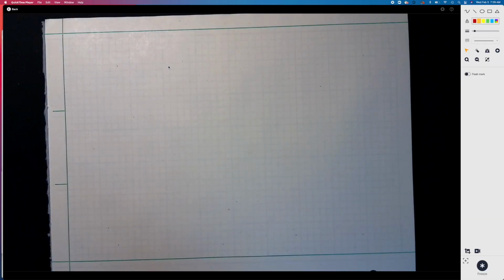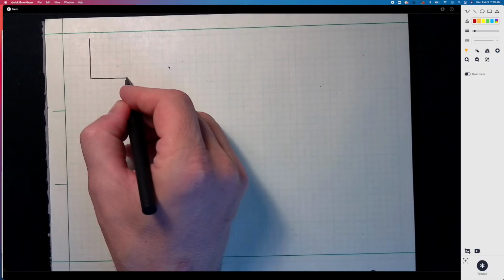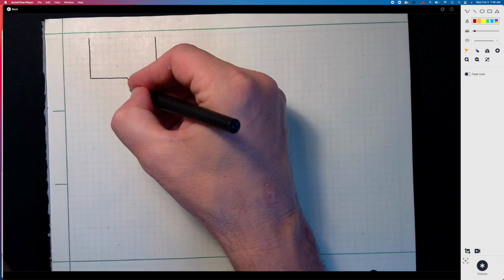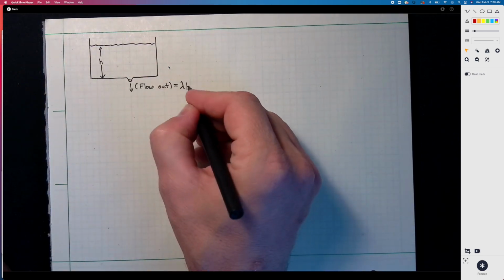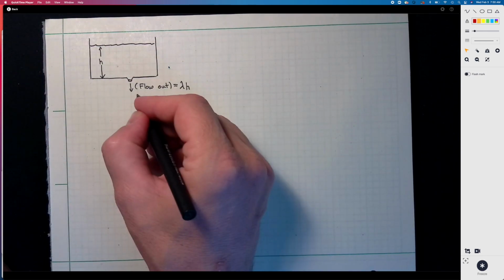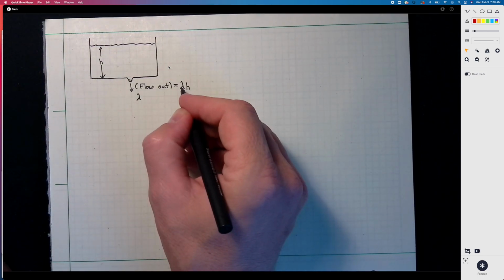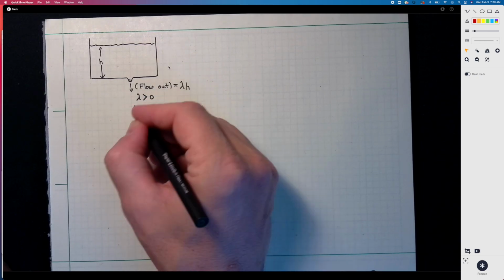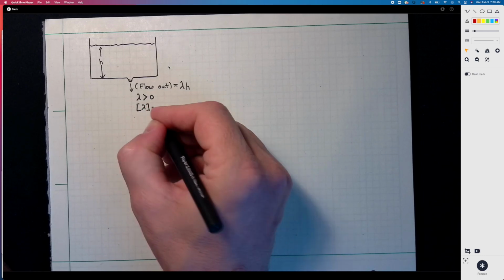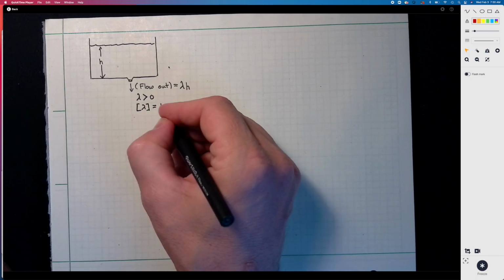Let's revisit the tank filling problem, but with an arbitrary source term, in addition to the flow out the sink term. So the setup is the following. We have a tank with a drain, and the flow out is proportional to the height of the water in the tank, where lambda is the proportionality constant, is greater than 0, and the dimensions of lambda are an area per unit time.